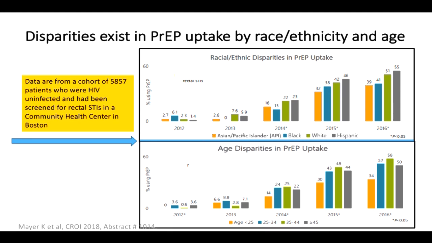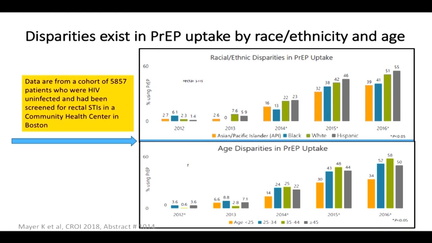5,857 patients who did not have HIV infection but had an indication for screening for a rectal STI in their health center. So these are individuals who had a reason to be screened for a rectal STI, which suggests that they engaged in HIV risk behaviors. Some of the good news from this slide, looking at both the top and the bottom figure, is that from 2012 to 2016, it's heartening to see that there was an increased uptake or utilization of PrEP among all individuals in that clinic who met their eligibility criteria. And this was across racial and ethnic profiles as well as age profiles.